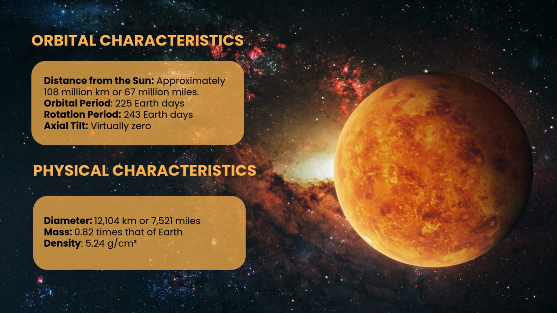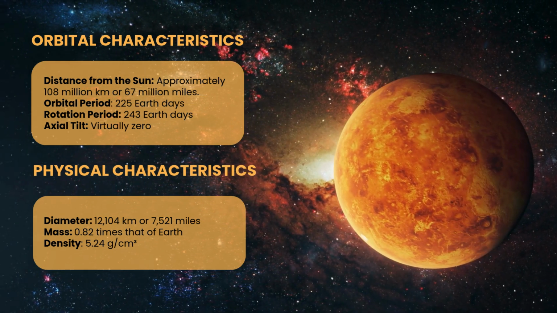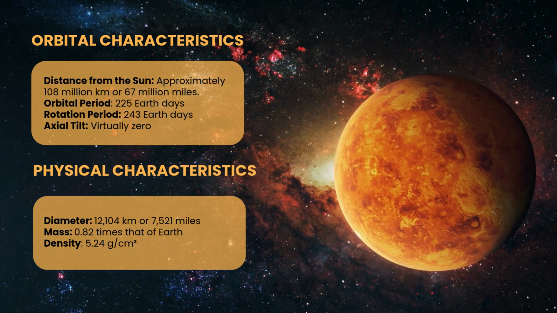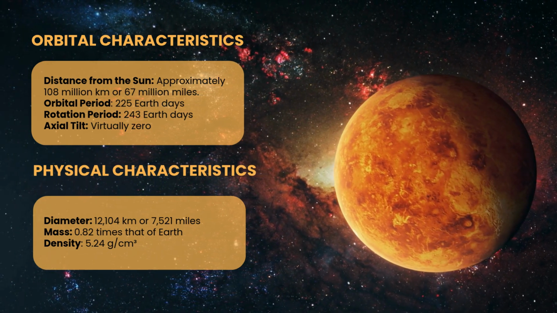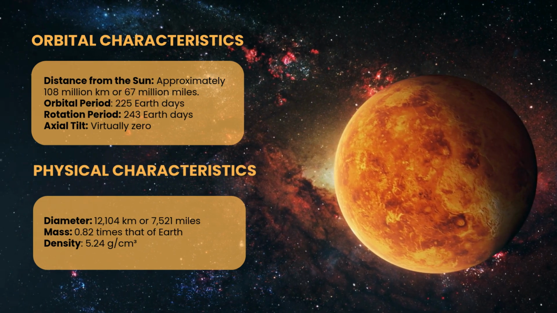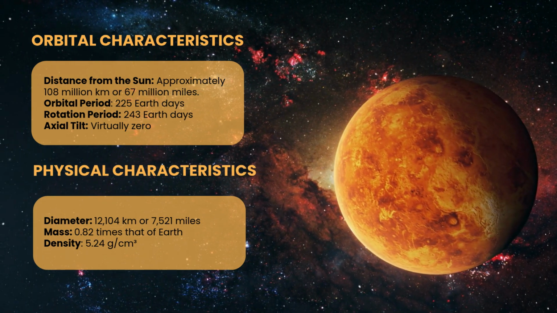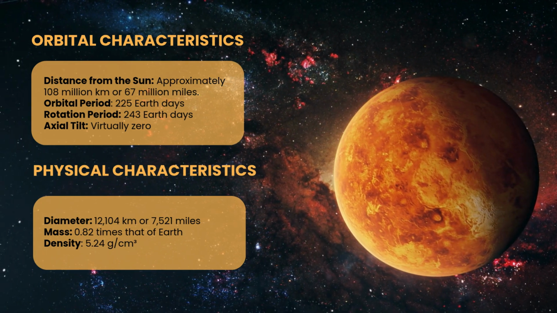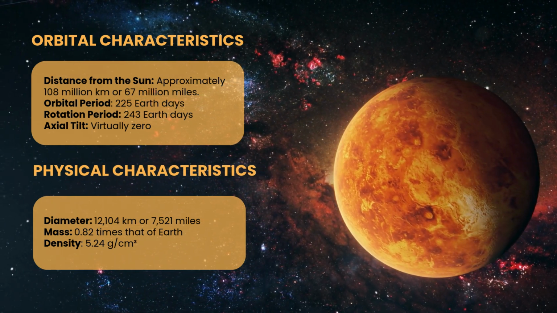Let's start with the orbital characteristics and its physical characteristics. In orbital characteristics, Venus's distance from the Sun is approximately 108 million kilometers or 67 million miles. Its orbital period is 225 Earth days and has a rotation period of 243 Earth days. The axial tilt on Venus is 0.